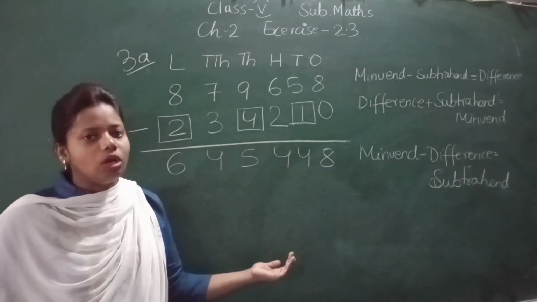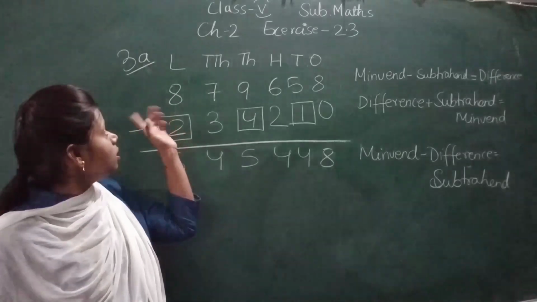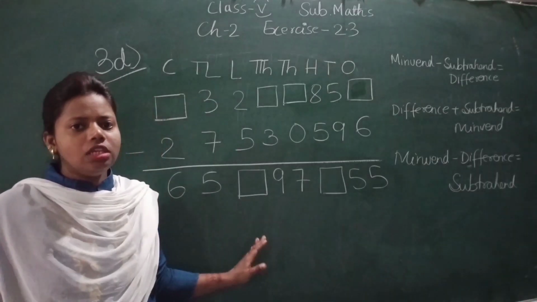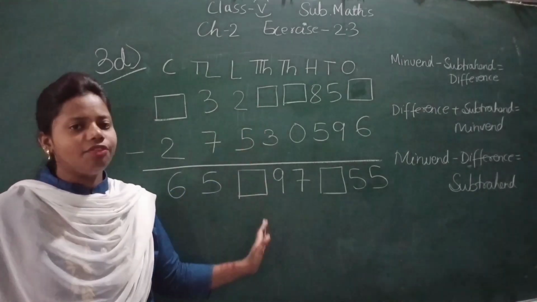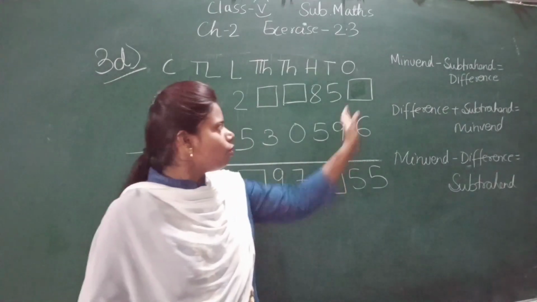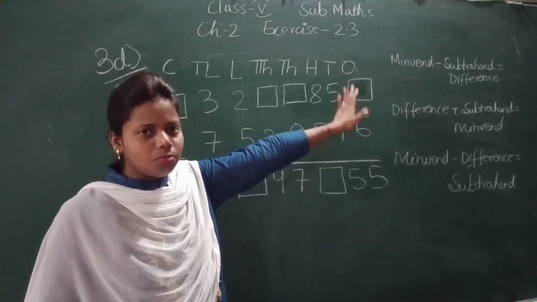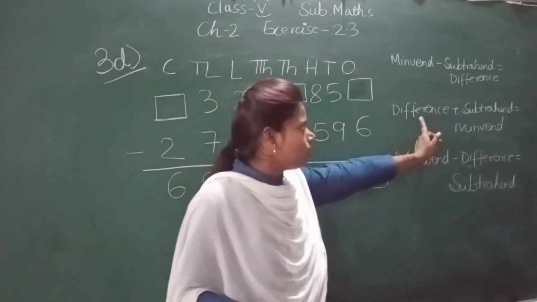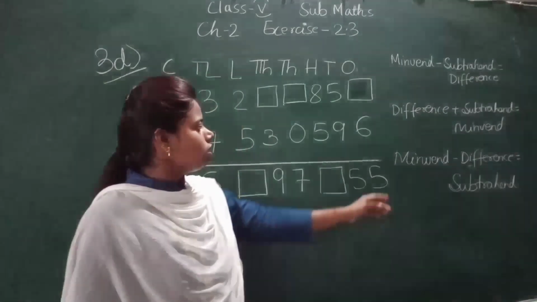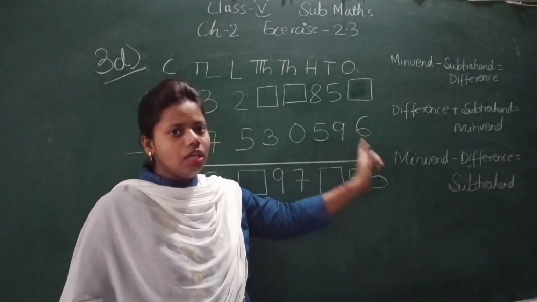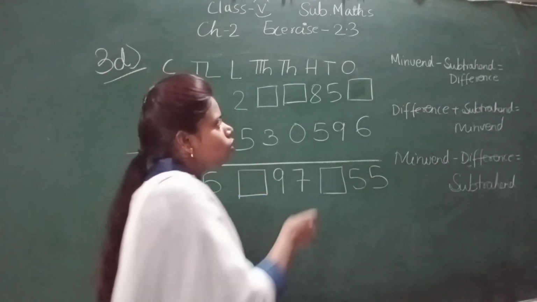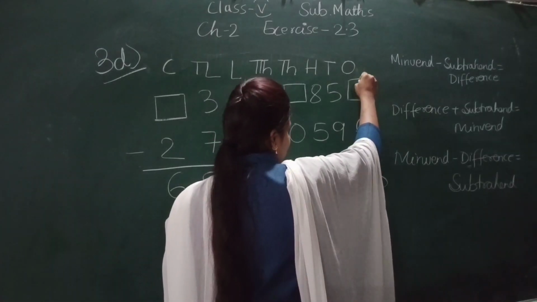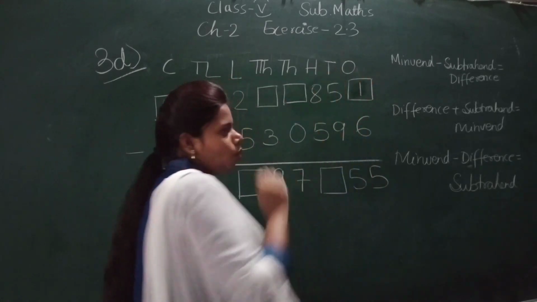Now let's do one more question on this. Question number 3, part D. In this question you can see the minuend and difference are missing. So how to fill these boxes? This one is the minuend. To find the minuend, what you have to do? Difference plus subtrahend. 5 plus 6 is 11, but we will not write 11 here, we will write 1.